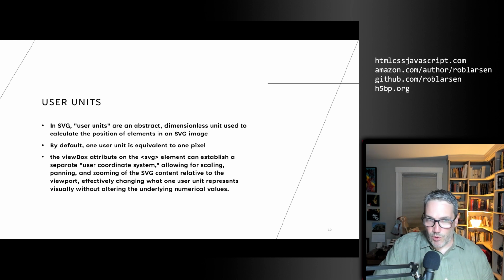This effectively changes what one user unit represents visually without altering the underlying numerical values. This is very powerful. So what you can think of is the viewport and the height and width are equivalent to what the surrounding HTML document sees, or they define, for a standalone SVG element, the default behavior of the SVG document in terms of embedding it in a web page or whatever. And the view box you can think of as the internal map that the SVG engine uses to render the SVG document. Let's take a look at what that looks like.